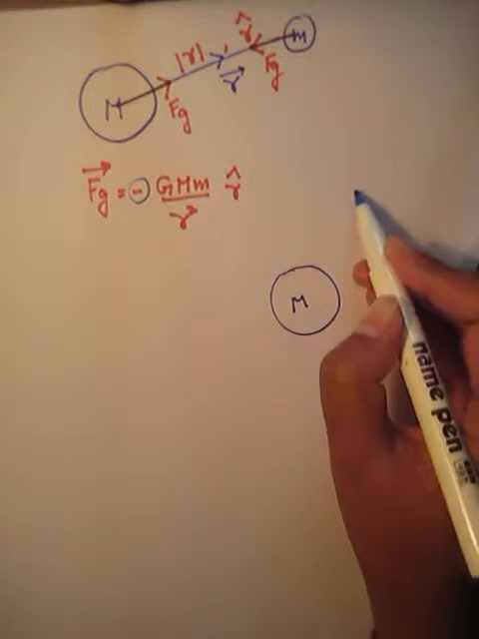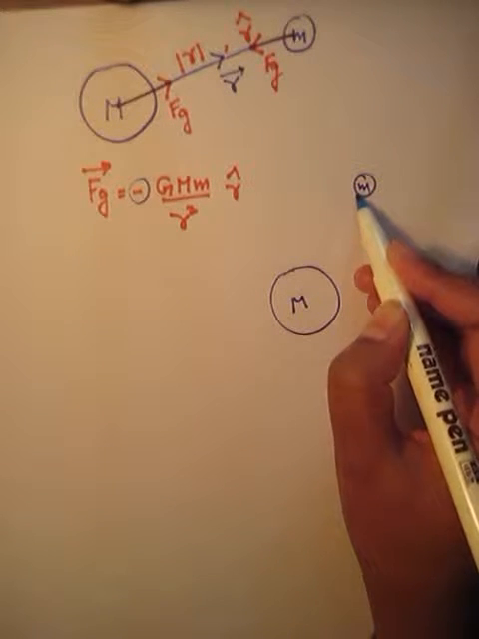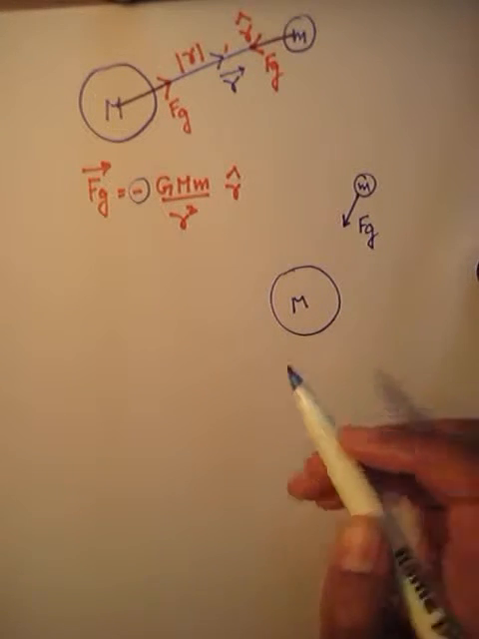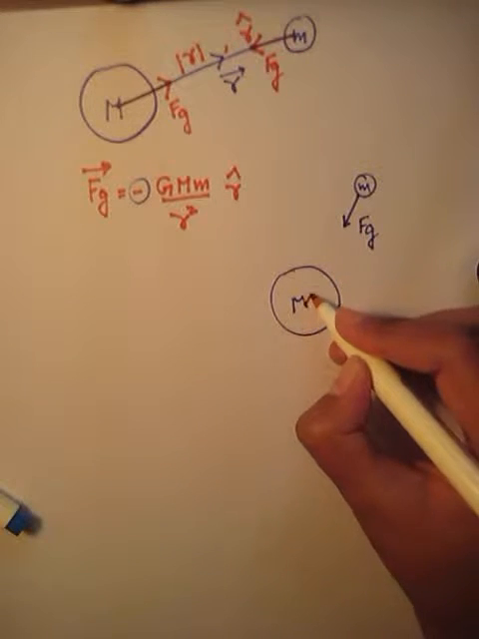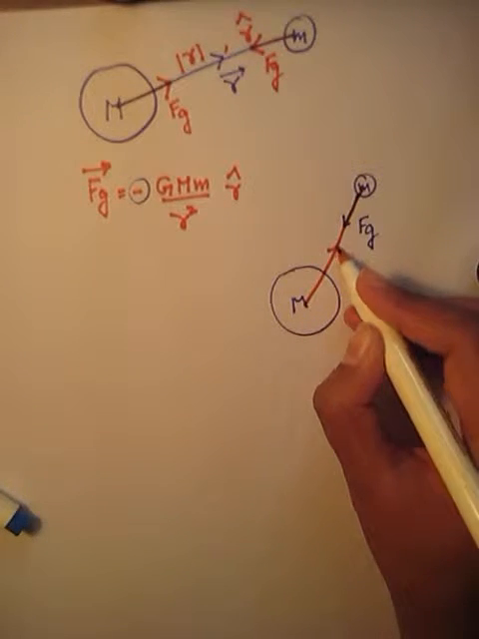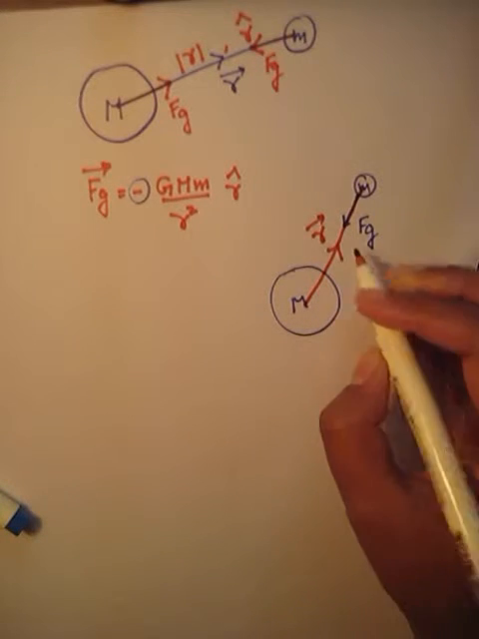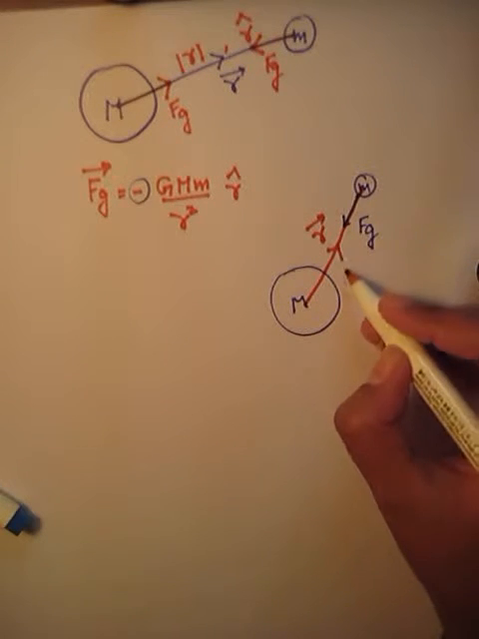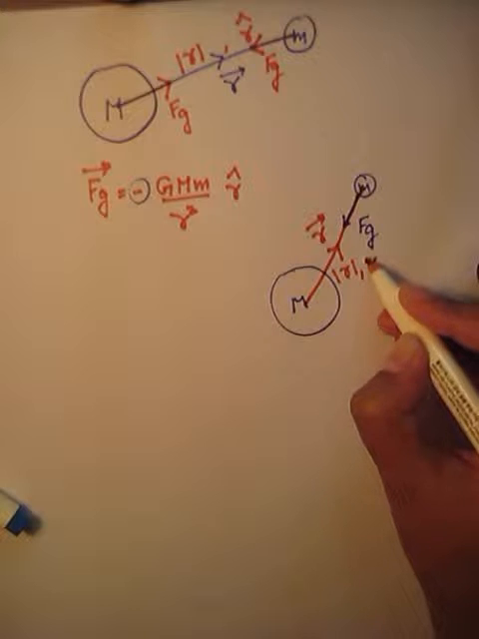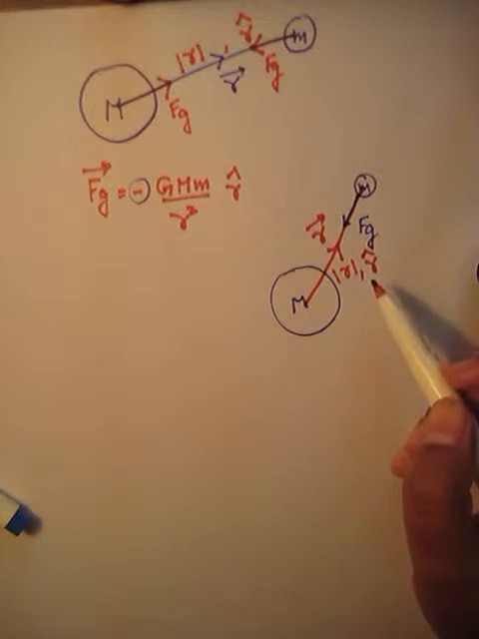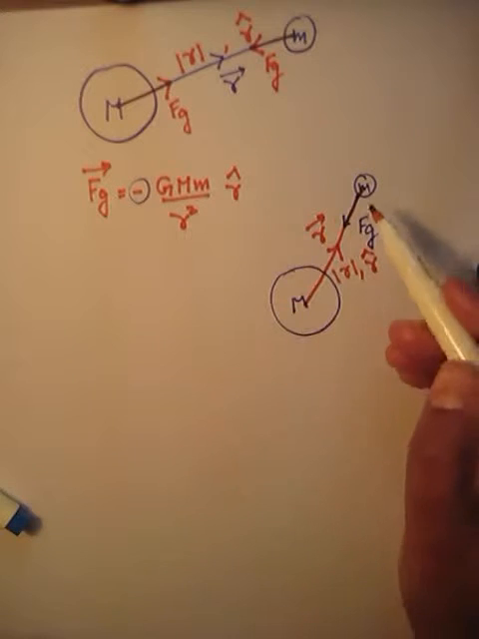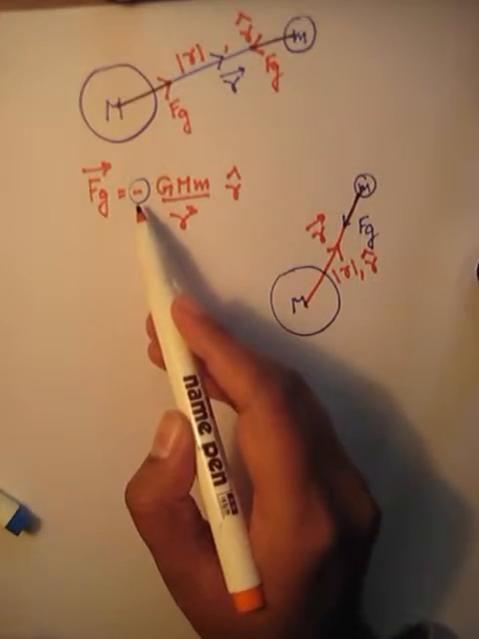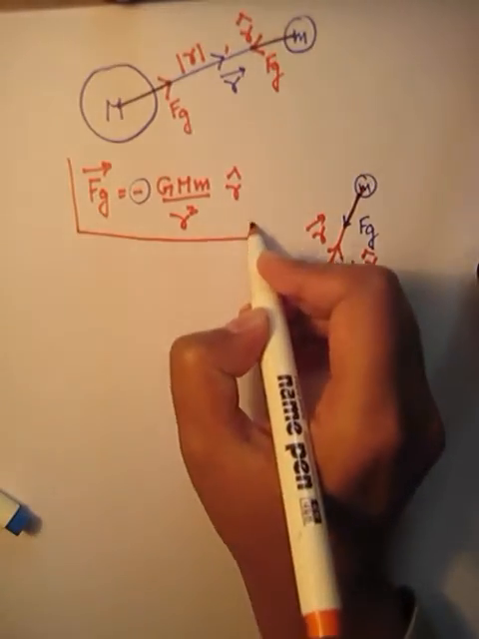So let us say this is capital M and this is small m, and it experiences a force of Fg, and the position vector from capital M to small m is r vector. Because r vector is along this radius, it will have a magnitude of r and a direction of r unit vector. So r unit vector is pointing in this direction and Fg is pointing in the opposite direction. That is why we use this negative sign here. So now we got the gravitational force.